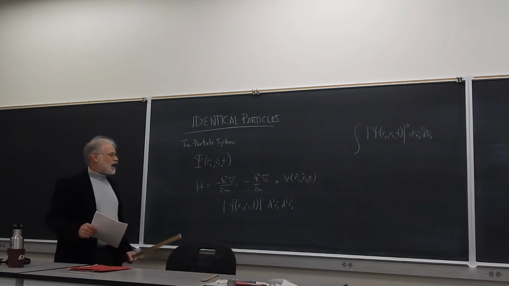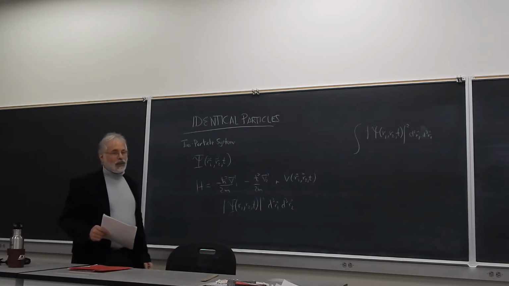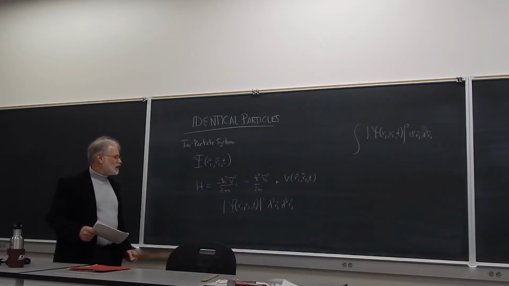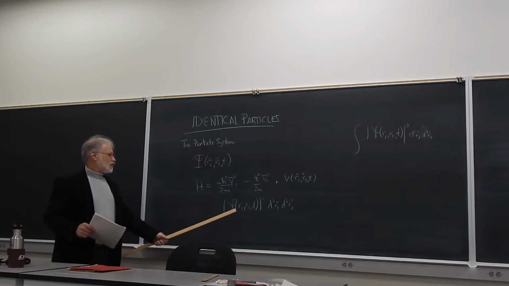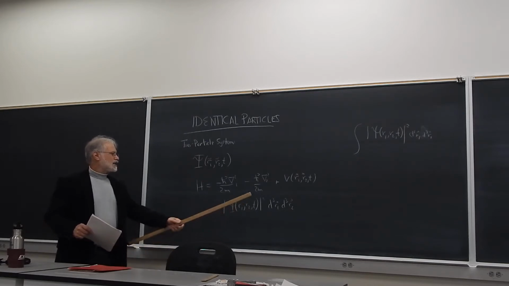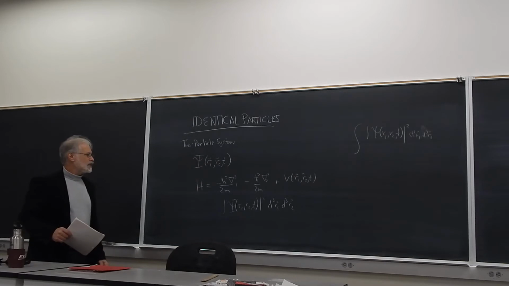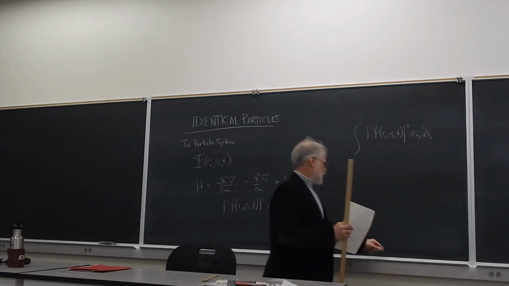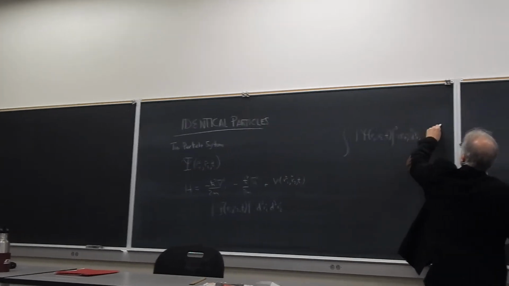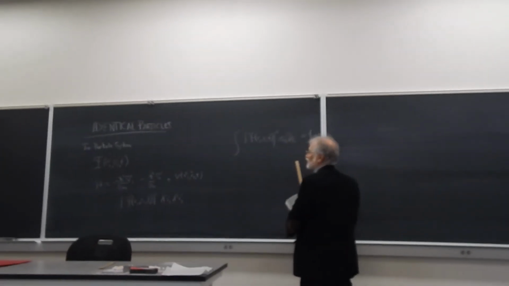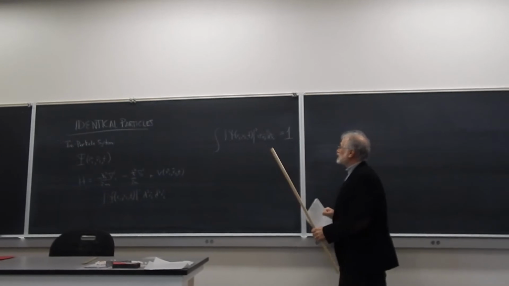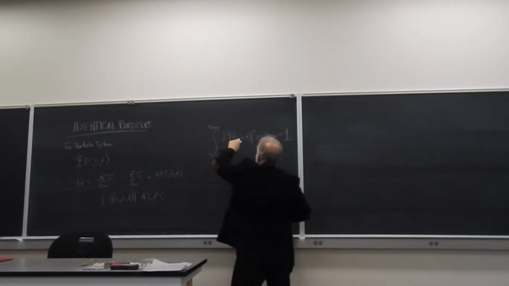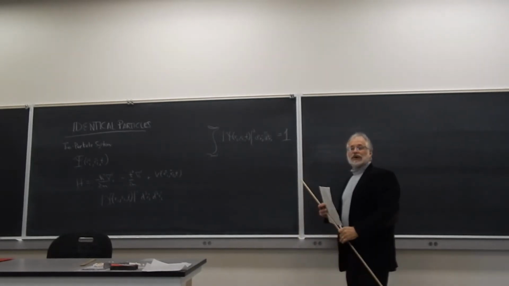Moreover, if I want to find the probability of particle 1 being located at r1 and particle 2 being located at r2, it's psi squared, of course, integrated over those two variables. I also expect that my wave function is going to be normalized, so I integrate this over all space. And of course, the outcome should be 1.